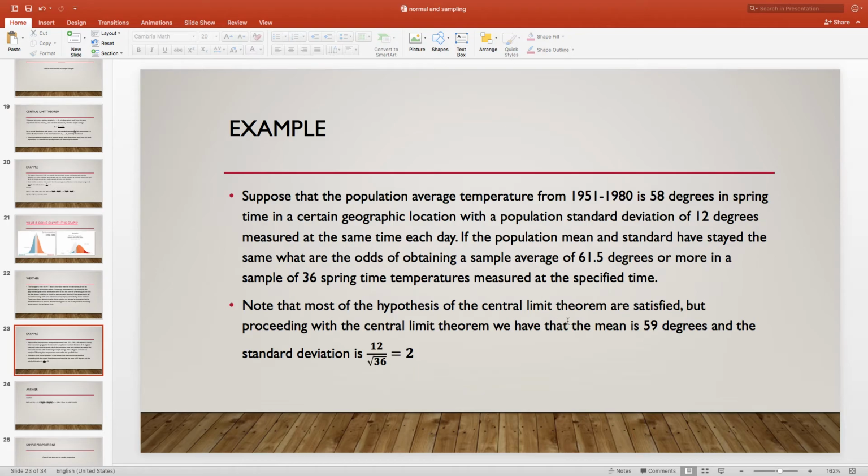And we can see with the central limit theorem that the mean is 58 degrees. My apologies. And the standard deviation, this is key. That's what changes. It's the original standard deviation of 12 divided by square root of n. N is 36, so 12 divided by root 36 is 2.